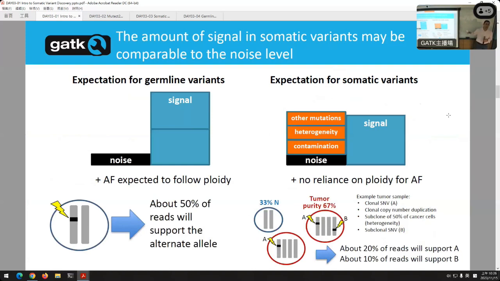We talked about the fact that within a tumor, it's not homogeneous. It's very different. All the cells are different. You have contamination from the normal, from the other tumors. So everything is different. The signal to noise ratio in germline is much better than in cancer. In cancer, you often have more noise than you have signal.